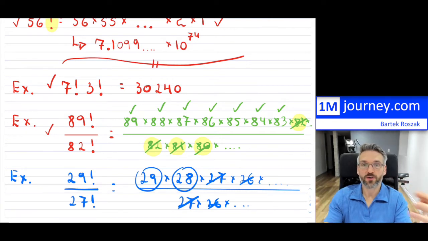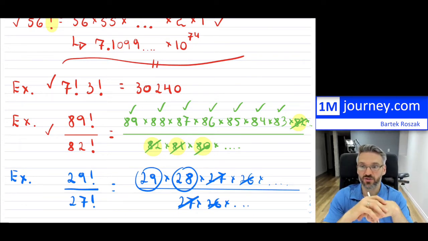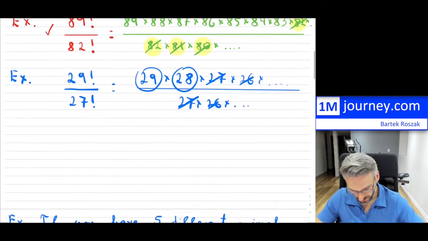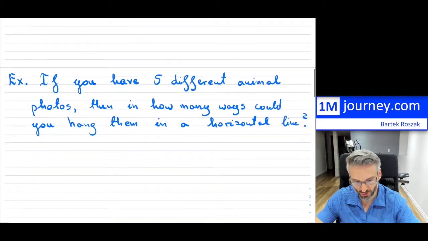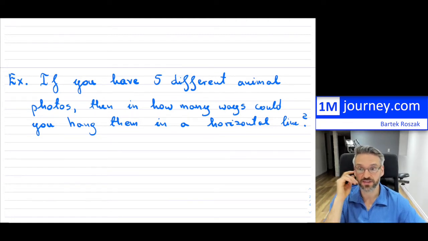So now, where is this applied? Well, you will see it quite often if you are going to do some kind of a probability or counting course, data management. So you're going to run into this factorial because it is part of certain definitions. But in the earlier parts, the typical questions that are asked are something like this. So I've prepared a few questions for you, and I'll try to show you how we can utilize these factorials to solve. So here is an example, and it says if you have 5 different animal photos, then in how many different ways could you hang them in a horizontal line?